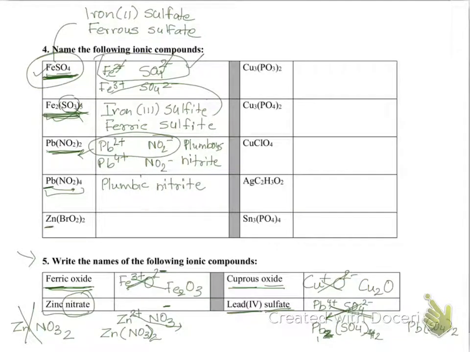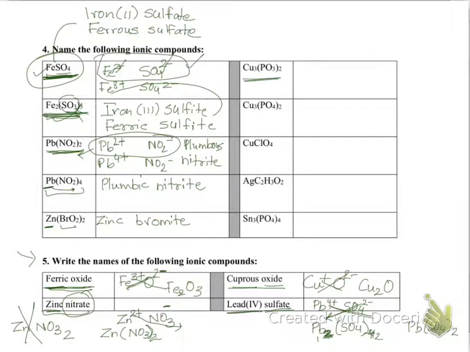Zinc, if you remember, I said for zinc, you just write down zinc. You don't have to write down anything, no Roman numeral. And BrO2, if you go back to your polyatomic ion list, is bromite. So this will be zinc bromite.